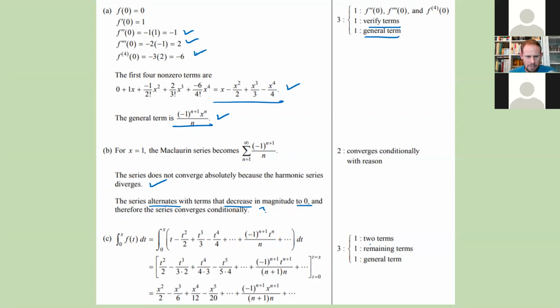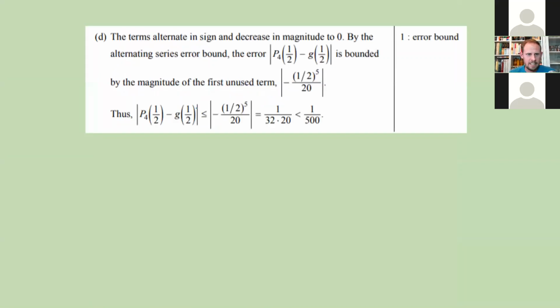All right, but now moving on to the integral. So interesting, we get 1 point for 2 terms. I guess that's the first 2 terms, that's this guy and this guy. 1 for the remaining terms, which I guess are the next 2 terms, and then 1 for the general term. All right, well, we got all the terms, so I guess we'll get all the points there. So that's all 3.